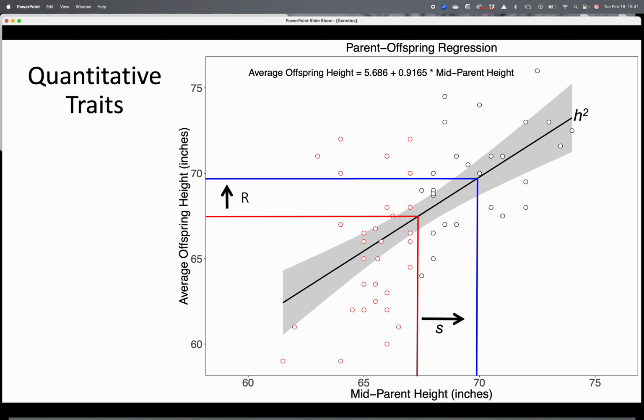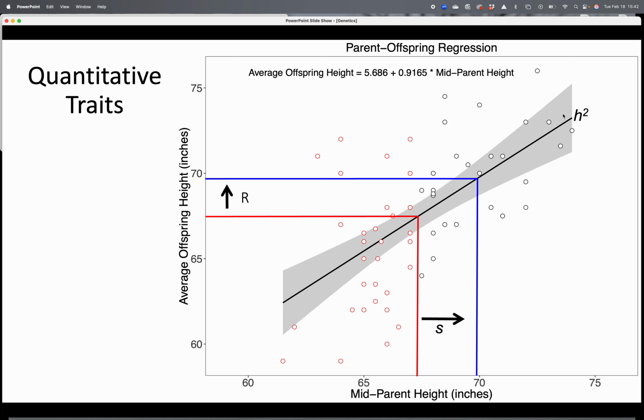Now the symbol for heritability is h squared. And this equation at the top of this figure shows you the equation for the line. 5.686 is the y-intercept, 0.9165 is the slope, and that slope, 0.9165, is the heritability, and heritability is just equal to h squared. You don't have to do anything to that 0.9165. 0.9165 is just it.